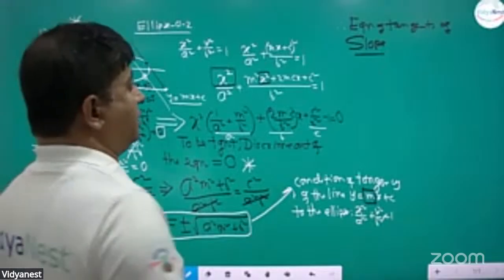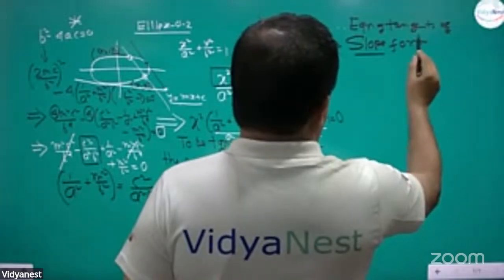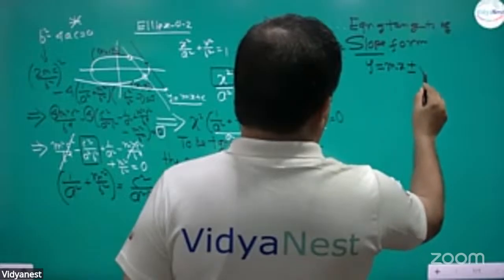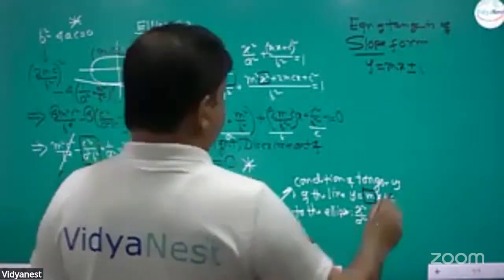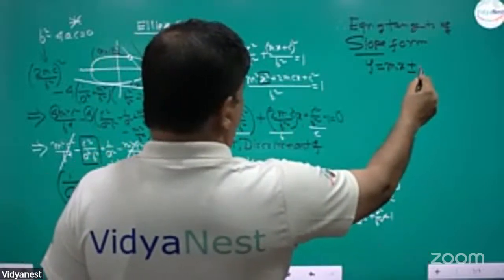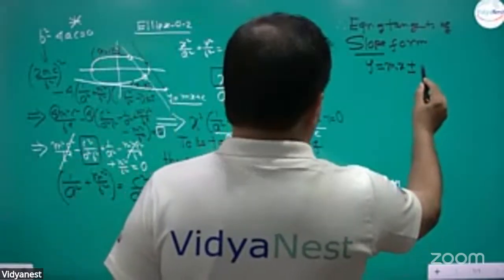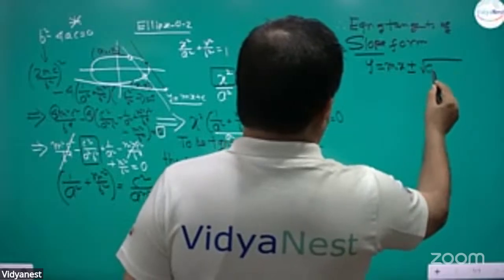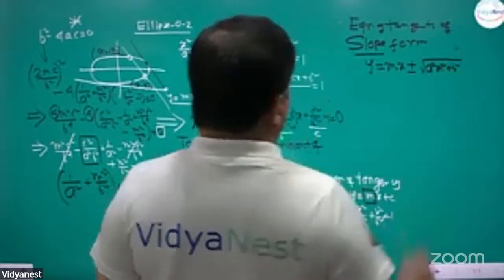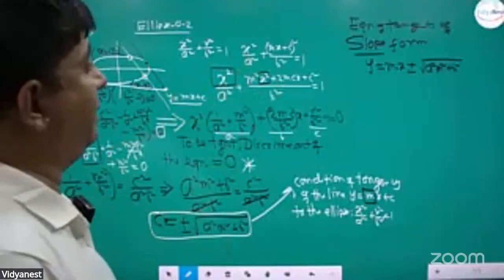Equation of the tangents of slope form will be y is equal to mx... This is the condition of tangency. This is the equation of the tangents.